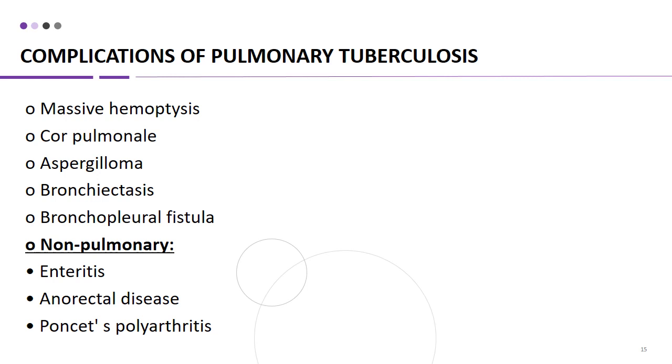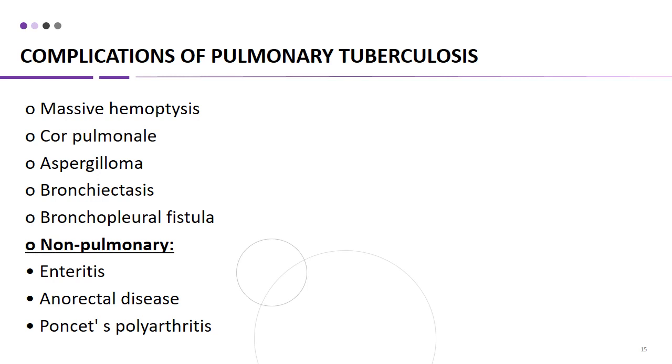So the complications of pulmonary TB may include massive hemoptysis. It can occur due to erosion of any of the pulmonary vessels. Cor pulmonale can also occur, which is right-sided heart failure secondary to any disease in the lung or pulmonary vessels. So here the disease is in the lung, so it will result in right-sided heart failure.